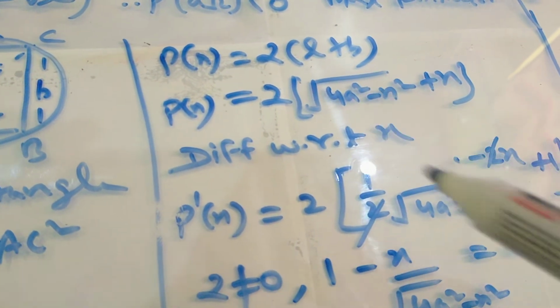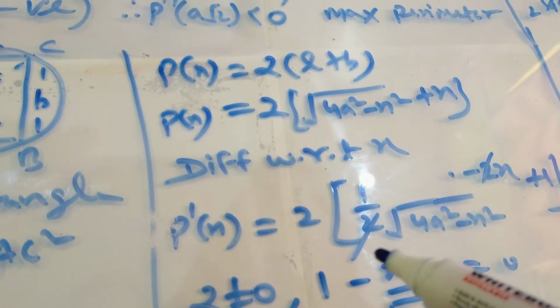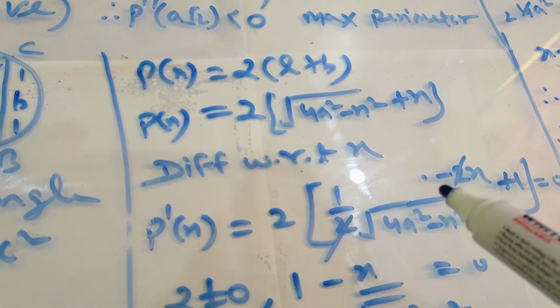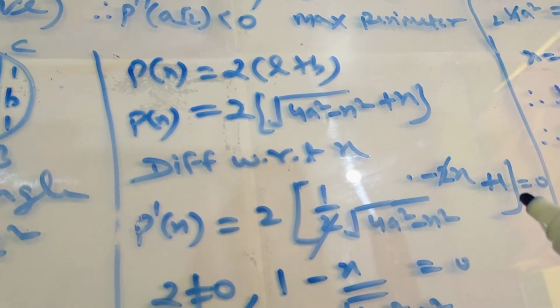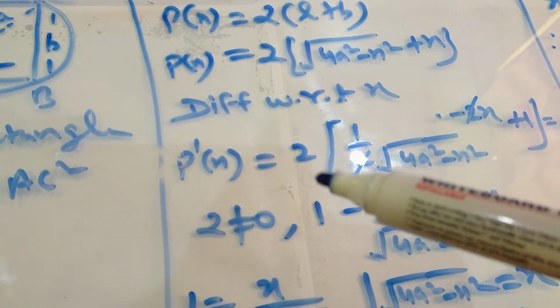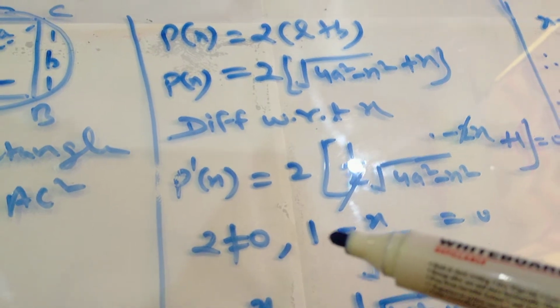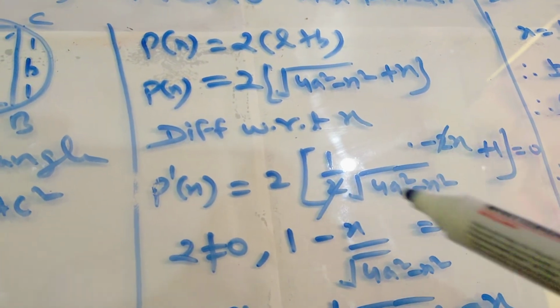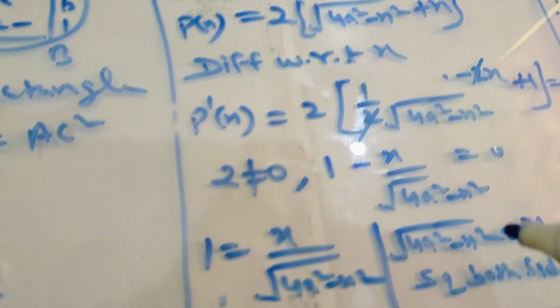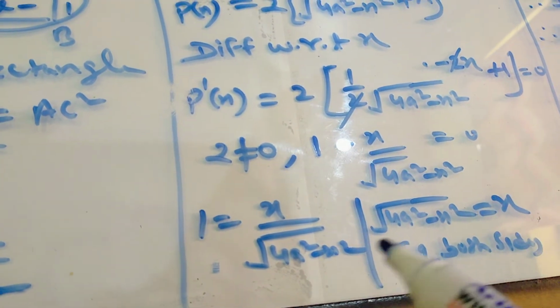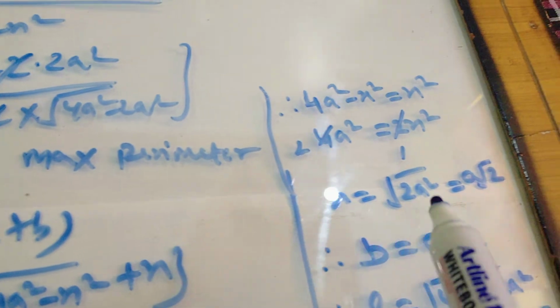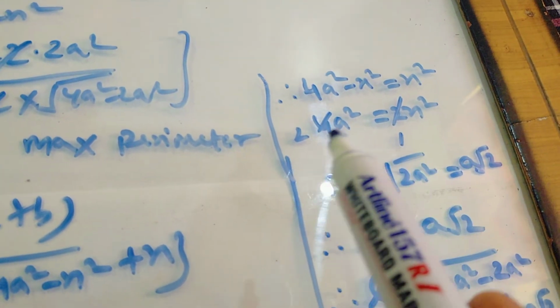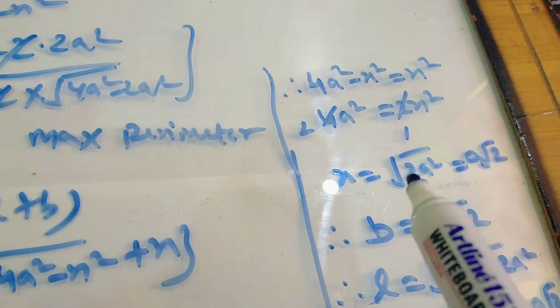Here I applied the chain rule. So I got this portion: half of under root of 4a square minus x square multiplied by minus 2x, and the differentiation of x is 1. So 2 is not equal to 0. Therefore this portion inside the bracket is equal to 0. This will give the value of x, because by squaring both sides and so on, it will give the value of x. The value of x square is coming 2a square, so the value of x is a root 2.